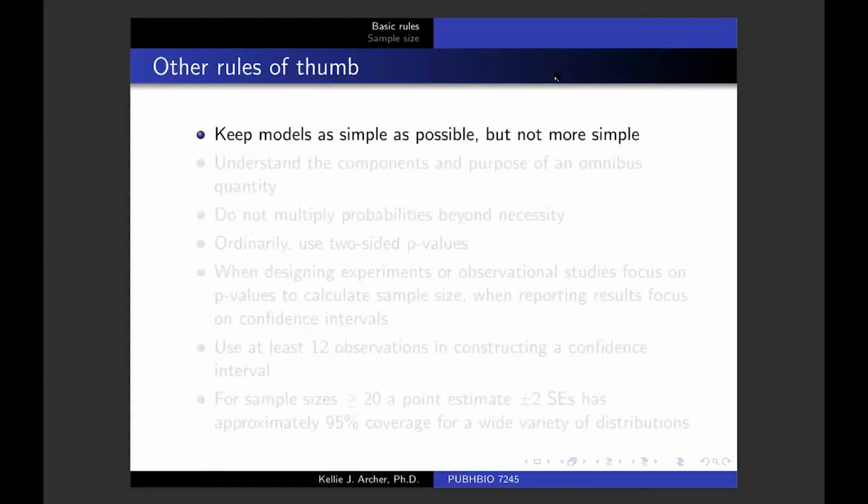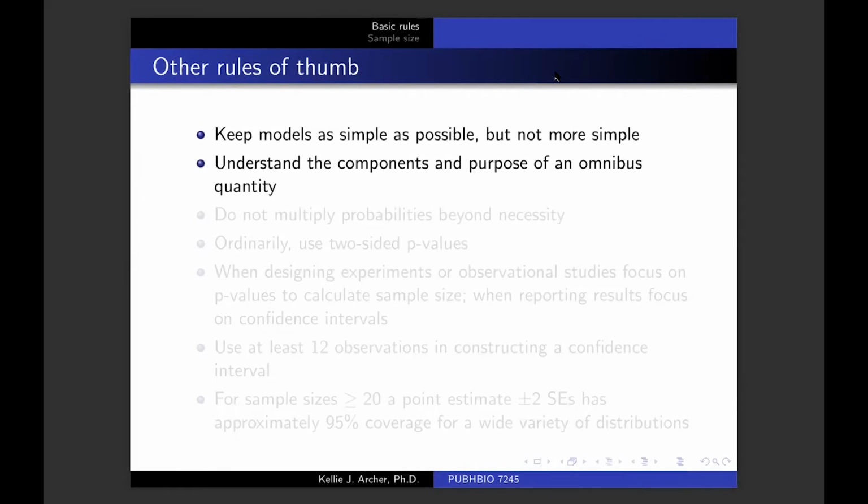Some other rules of thumb in statistics: keep models as simple as possible, but not more simple. The famous rule called Occam's razor provides guidance for model selection. Everything else being equal, the simpler model among a collection of models is to be preferred. In statistics, we often call this parsimony, or we're looking for a parsimonious model.